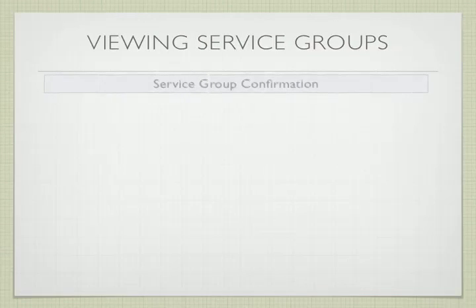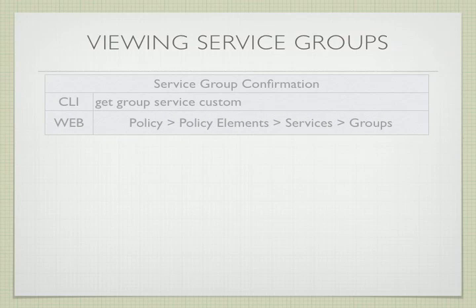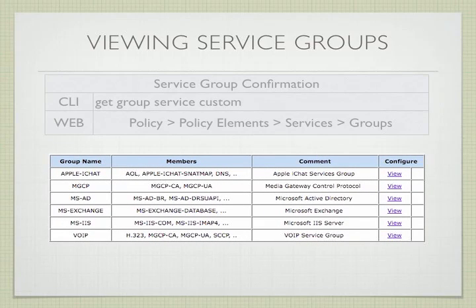To see the service groups, on the CLI, it's get group service, and on the web, policy elements services groups, list them out, what's available here. There are some predefined groups available for your use as well as the custom groups that you can create.